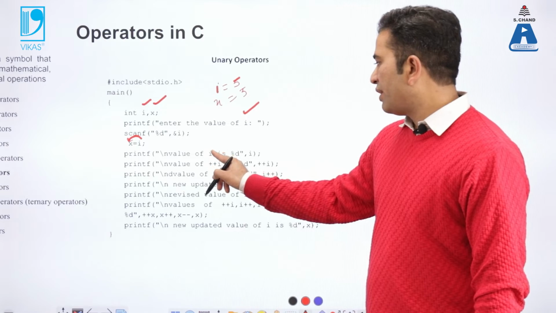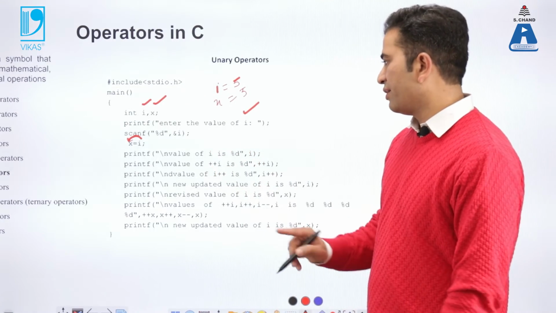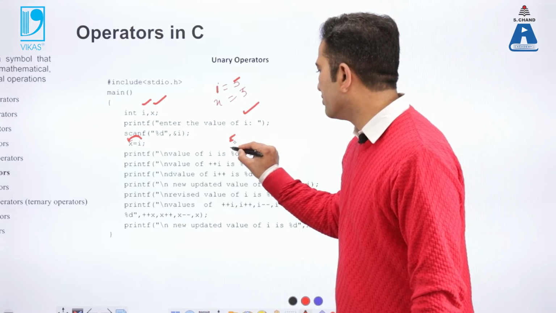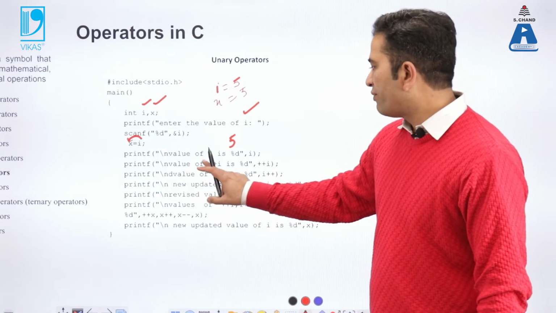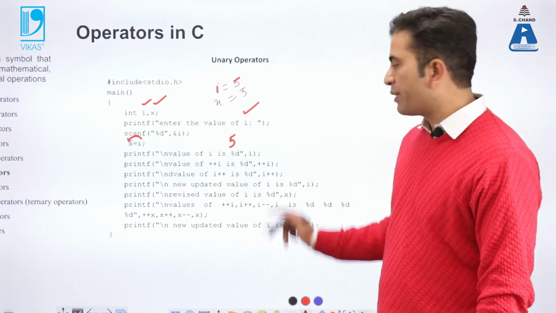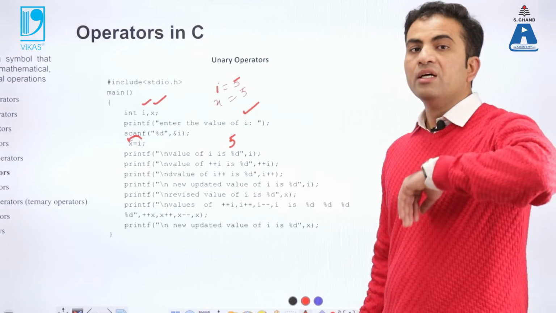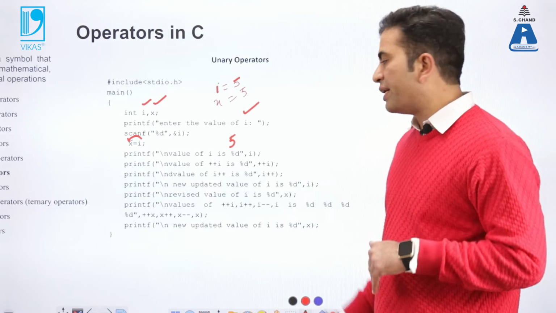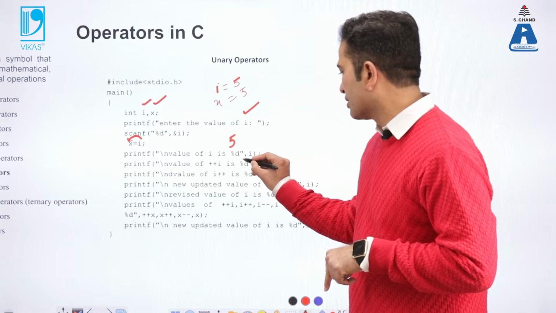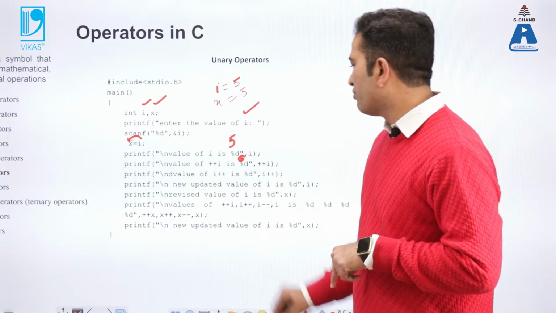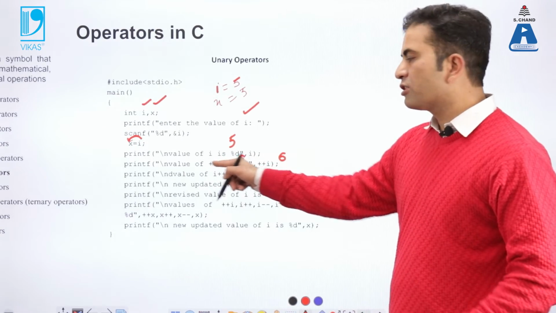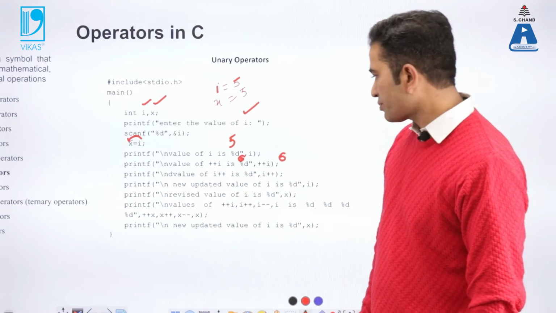Now printf, value of i is %d. Very simple, my output here will be 5. Printf, value of ++i, that means pre-increment, is %d, ++i. So first it increases, then it prints. It increased, so my output will be 6. Here the incremented value will give me the output. I am writing the output here, that is 6. The output of this statement is 6.